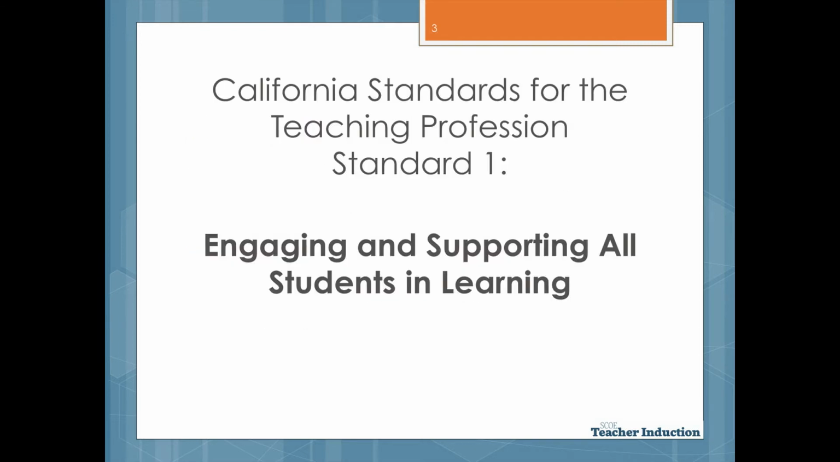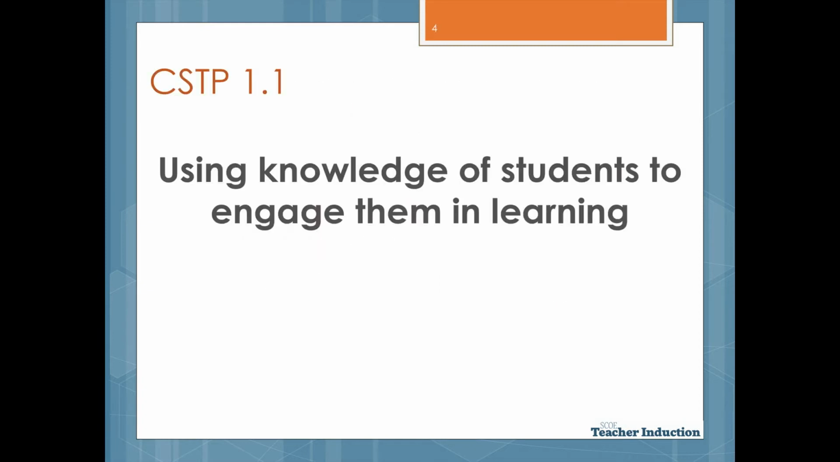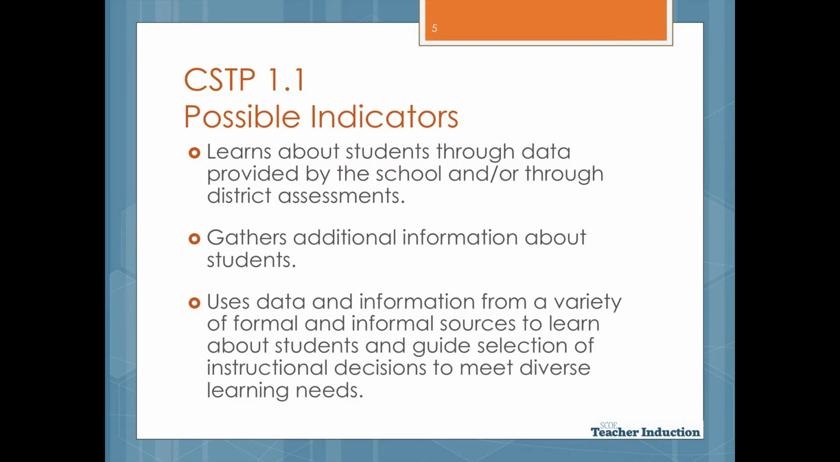Standard 1 of the California Standards for the Teaching Profession guides teachers to engage and support all students in learning. The first element of CSTP1 focuses on using knowledge of students to engage them in learning. Teachers learn about their students and work to build positive relationships that support student academic progress. Newer teachers learn about their students by checking school data and reviewing results from district assessments. As teachers are initially focused on this element, the instruction they provide is usually focused on whole class strategies.